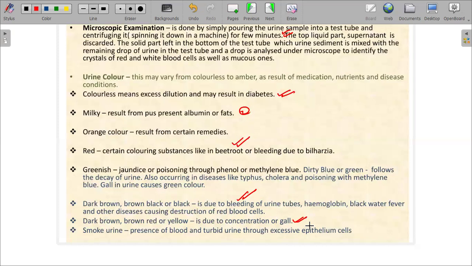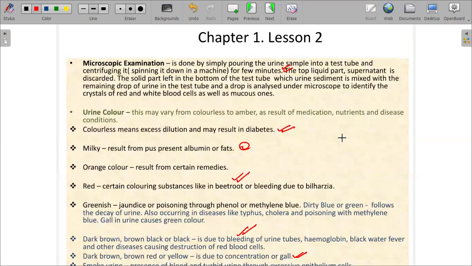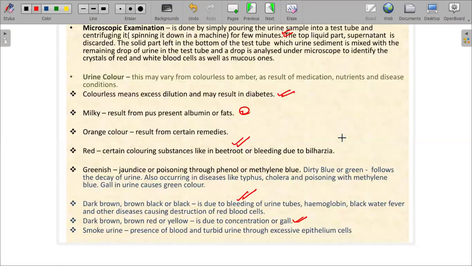I'm sure that with this, we can understand and remember that these are some of the areas of interest which you can be asked during an examination. So please take note that this is quite an important topic which you should understand: the urine color and the possible diseases that they might cause.